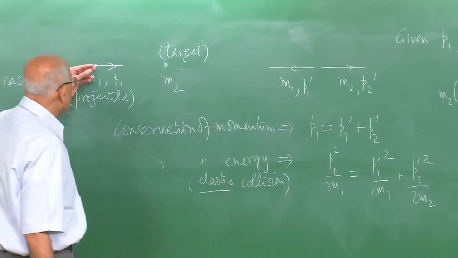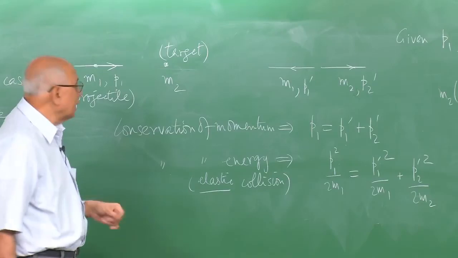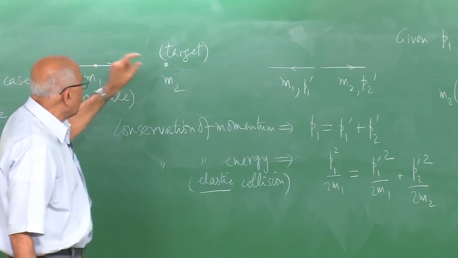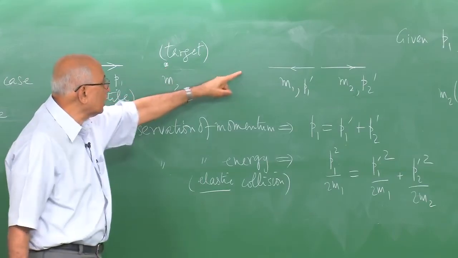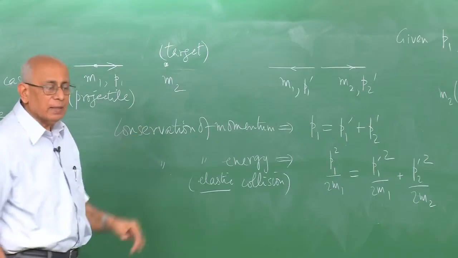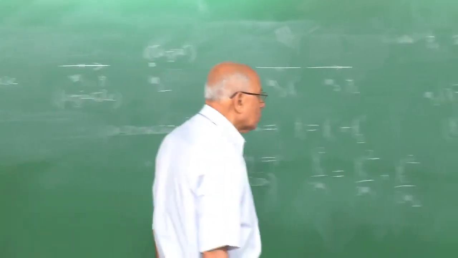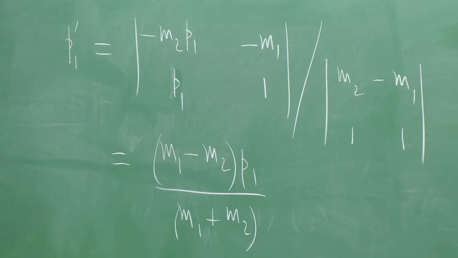if this mass is equal to this mass, then we know already that if this comes along with a certain velocity, all it does after the elastic collision is to give this particle that velocity and stay at rest. This is how Newton's cradle works, for instance, for equal masses. So it immediately tells you that you're on the right track. It also tells you that if m1 is bigger than m2, then p1 prime is positive, which is what you expect.